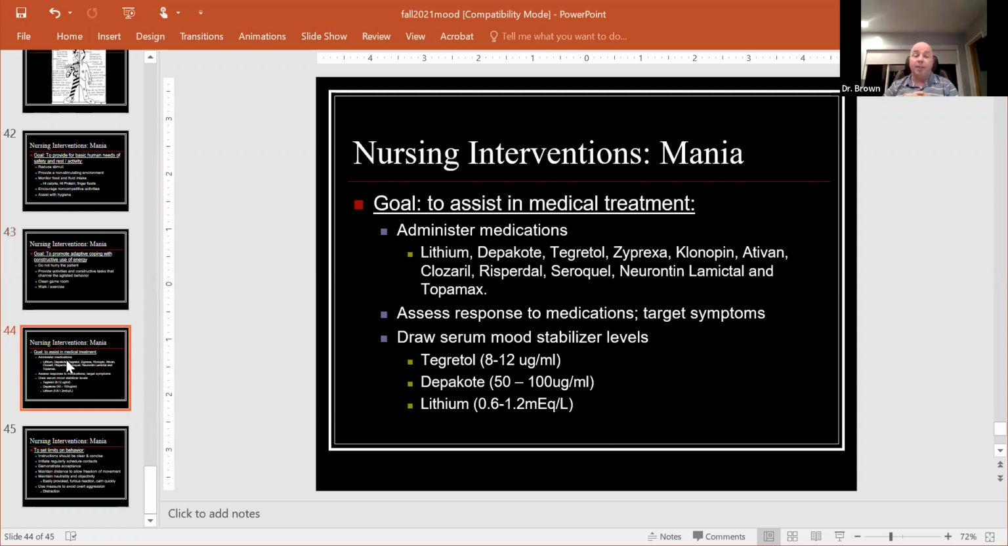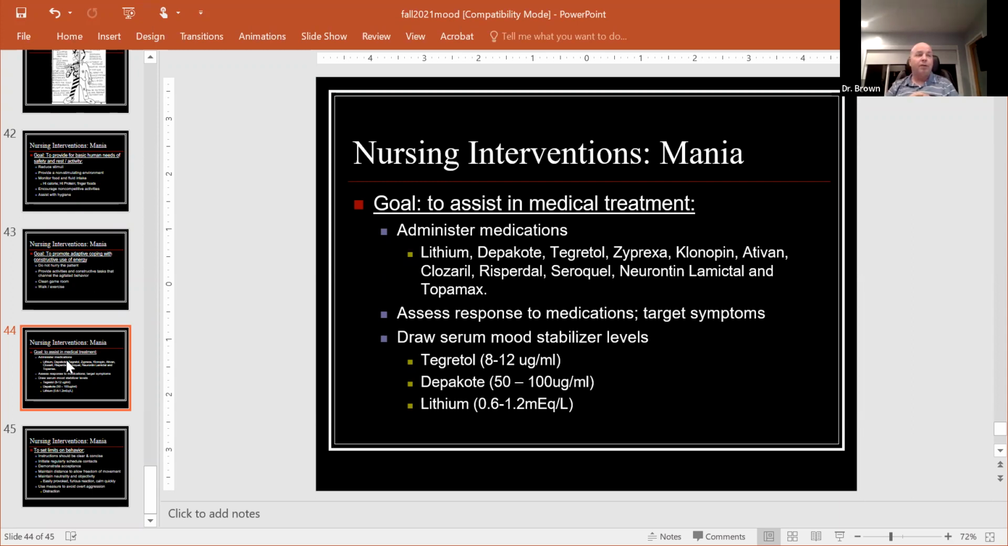So these medications: lithium, Depakote, Tegretol, Zyprexa, Klonopin, Ativan, Clozaril, Risperdal, Seroquel, Neurontin, Lamictal, and Topamax. You've all heard these medications before. So lithium is a mood stabilizer. Depakote's a mood stabilizer. So is Tegretol. Zyprexa, atypical antipsychotic. Klonopin and Ativan, they're benzos. Clozaril, remember, the mother of all mothers.